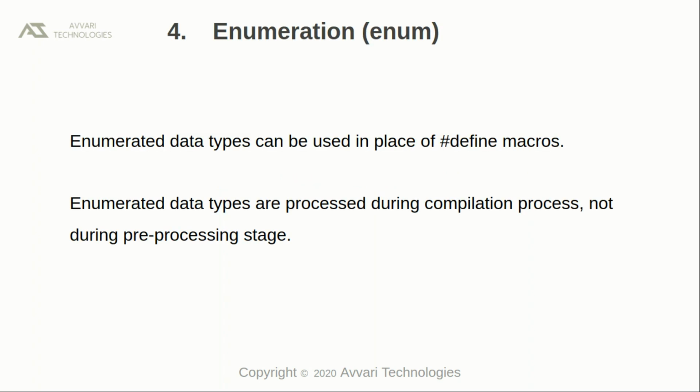Enumerations. Enumerated data types could be used in place of defined macros. The difference between defining a macro and enumeration is enumerated data types are processed during compilation and not during the pre-processing stage, whereas macros are processed during the pre-processing stage, where the values will be replaced by the macro name.